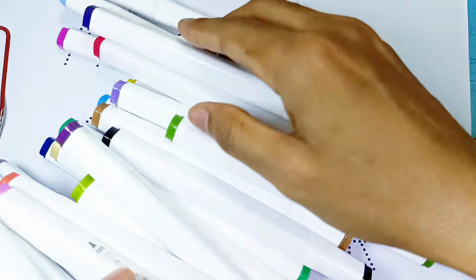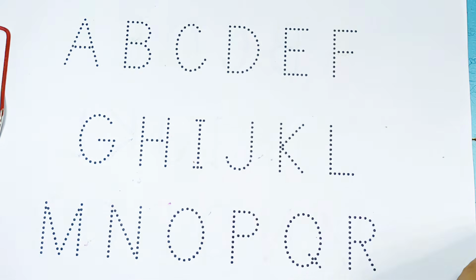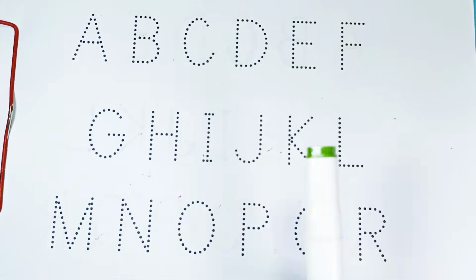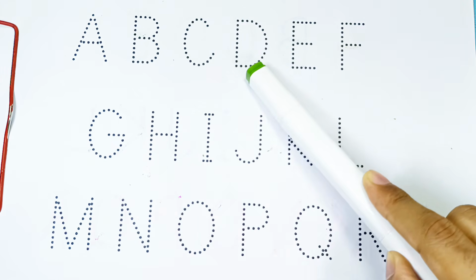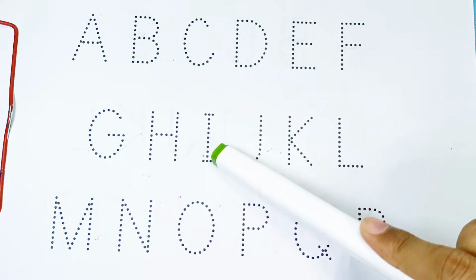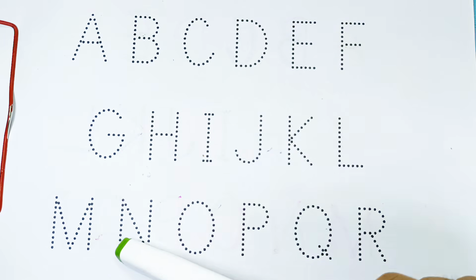Today we're writing capital letter alphabets A to Z. Kids, today we're writing capital letter alphabets A to R. Stay with us. A, B, C, D, E, F, G, H, I, J, K, L, M, N, O, P, Q, R. Kids, stay with us.